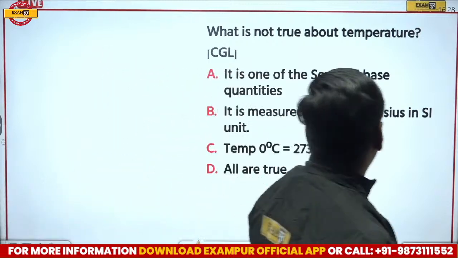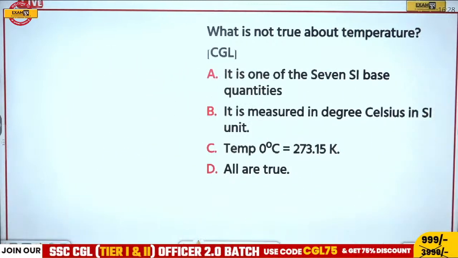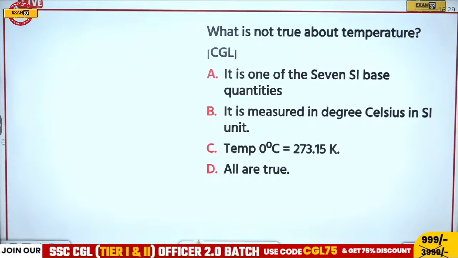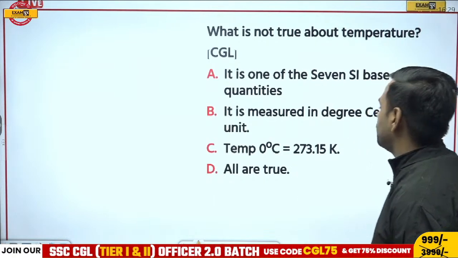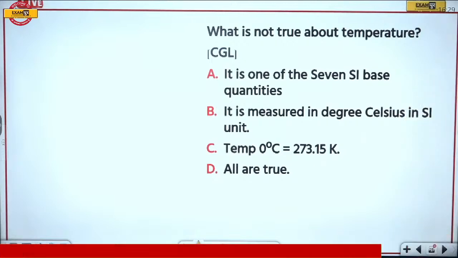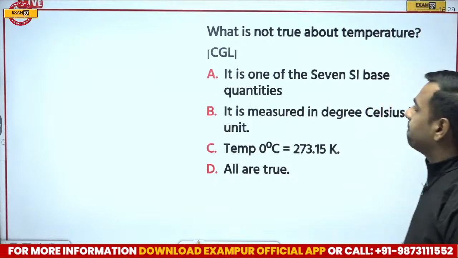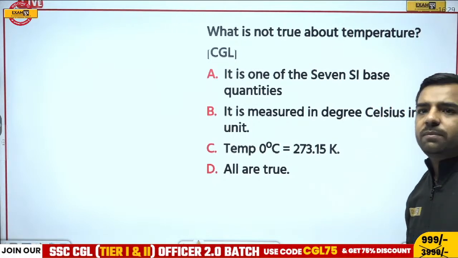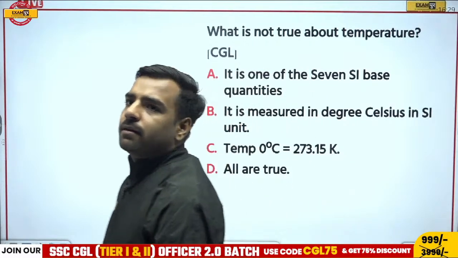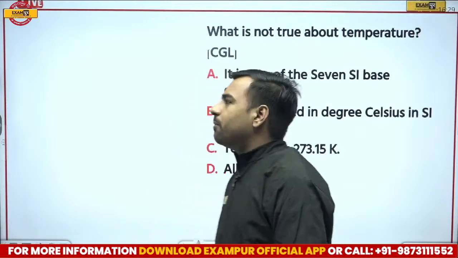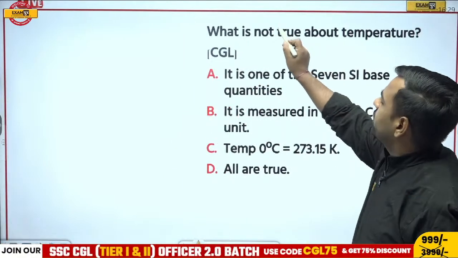The question is, which is not true about temperature. First, it is one of the 7 SI base quantities. Second, it is measured in degree centigrade in SI units. Third, 0 degree centigrade is equal to 273.15 Kelvin, and D option is all are true. So Gopinath is going with B. Vikram is also with B. Okay, so this question is asking which is not true.